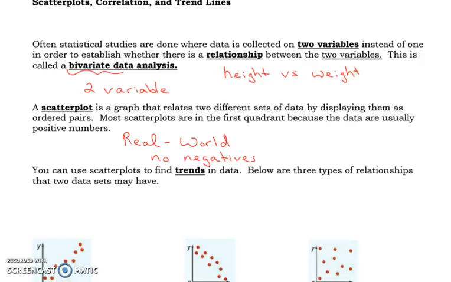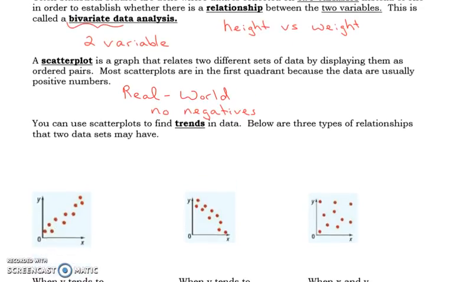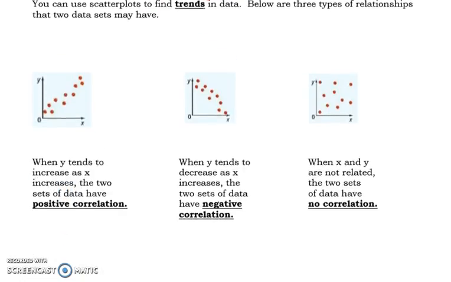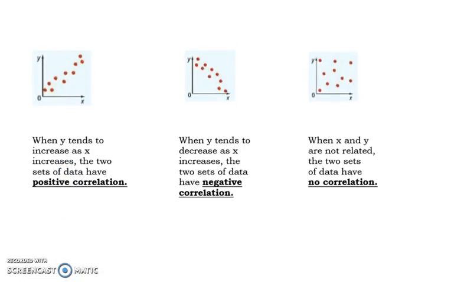Once we create a scatter plot, we use the scatter plot to find trends in the data. So what's happening with the data? Is there some type of relationship that we see? So you're going to see three different types of scatter plots. What I want you to notice, first of all, is that in a scatter plot, you do not connect the points. A scatter plot is literally just dots of ordered pairs. We are never connecting the points in a scatter plot. And you have to see three different types of scatter plots here.